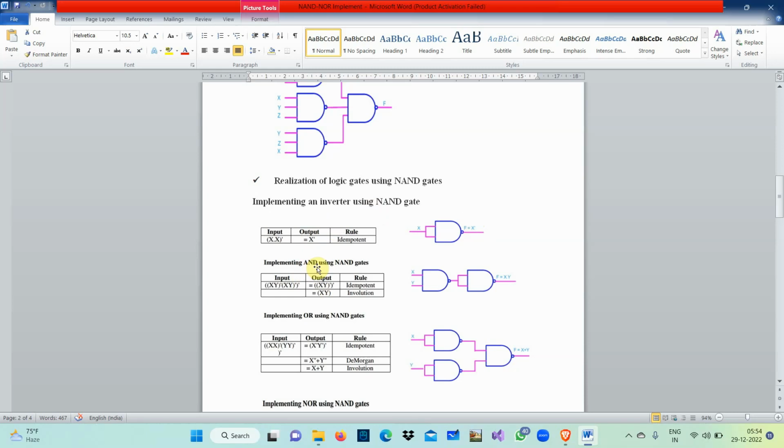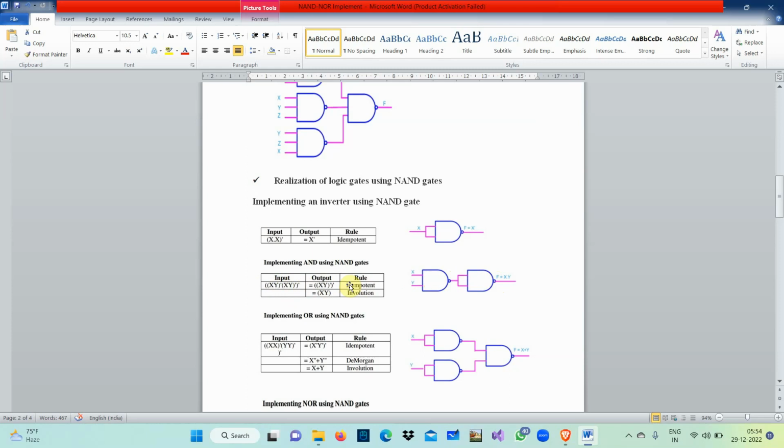What is the equivalent of that? See the input now: transpose of xy into transpose of xy. What is the output of the first gate? This is xy, x into y, and this is transpose of xy. The same transpose of xy is given as input to both inputs of the second gate. That means transpose of xy into transpose of xy, and its transpose or inverse.